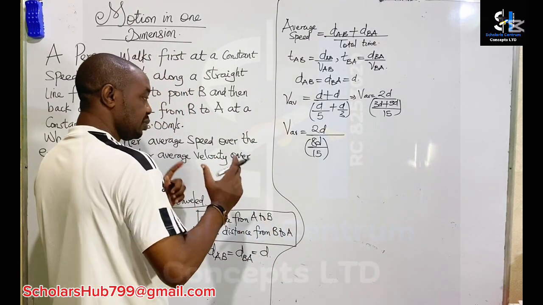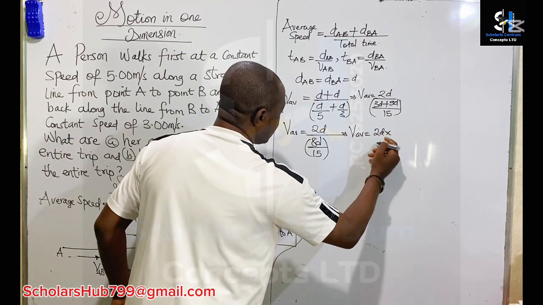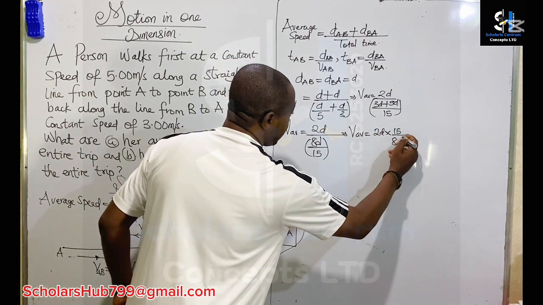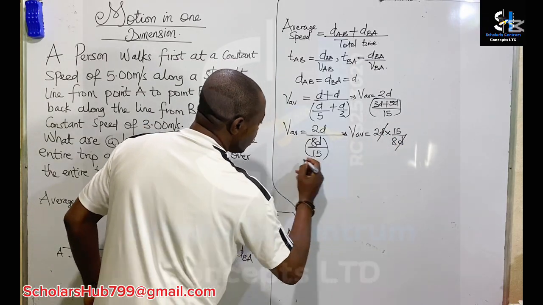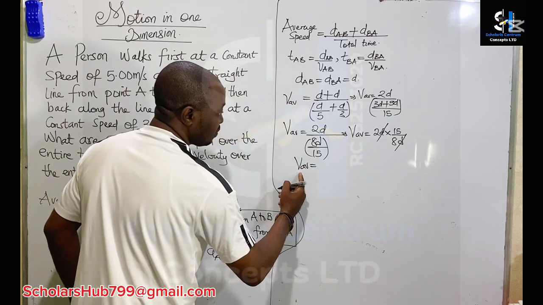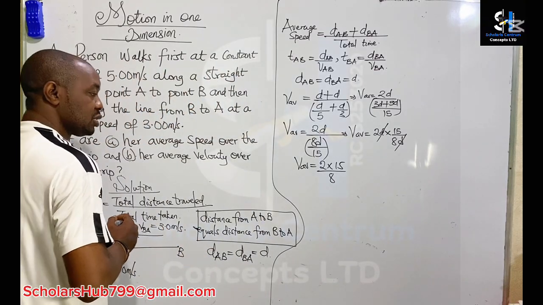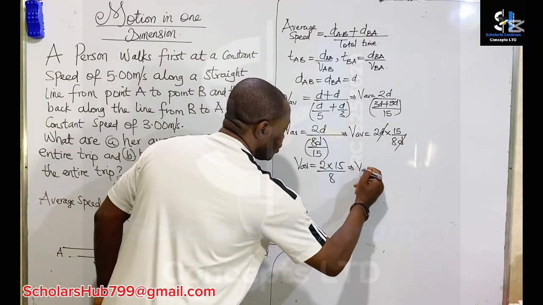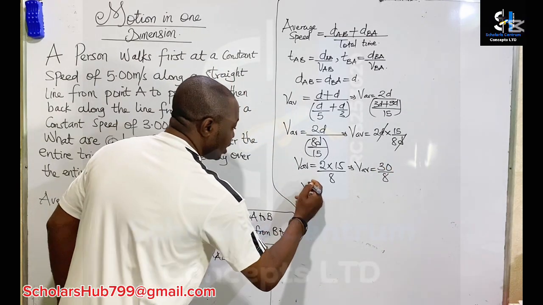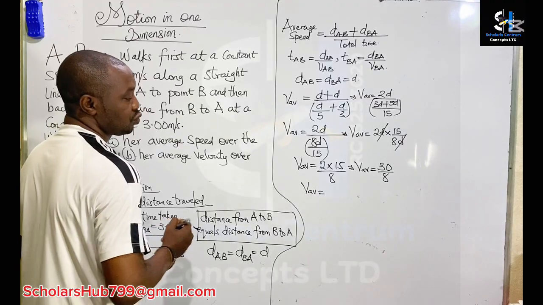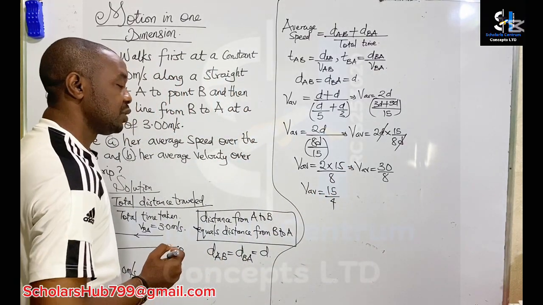Then we have to simplify further. The average speed would then be 2D multiplied by 15 over 8D. So the D will cancel out, so that the average speed will be equal to 2 multiplied by 15 over 8. And this can be evaluated: 2 times 15, that's 30, over 8. Now let's reduce this. We have 15 over 4. And what is 15 over 4?